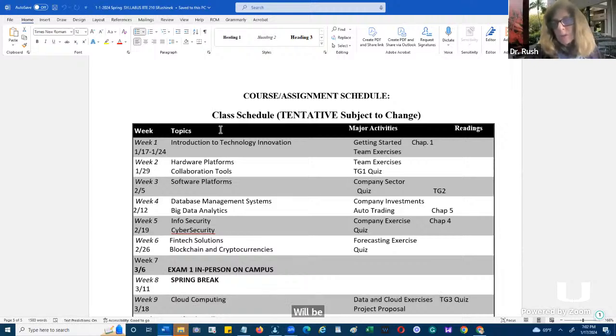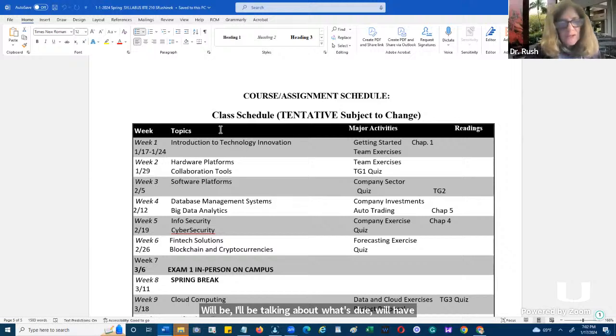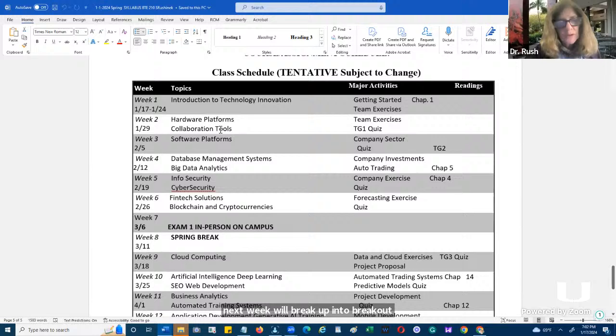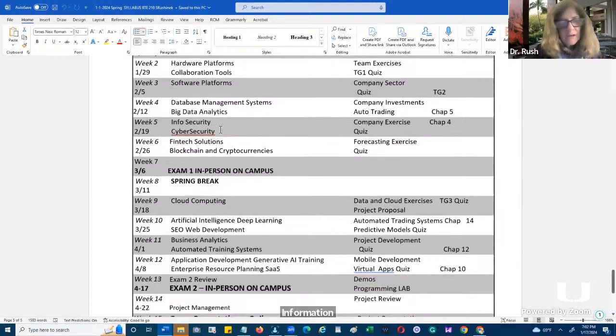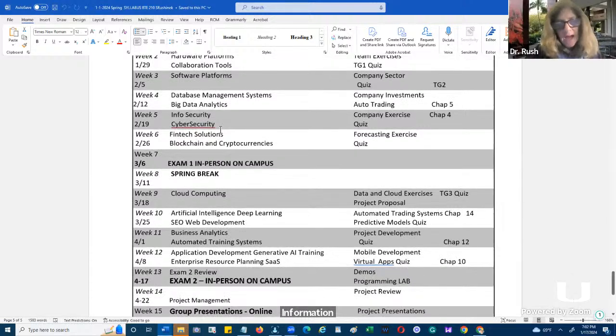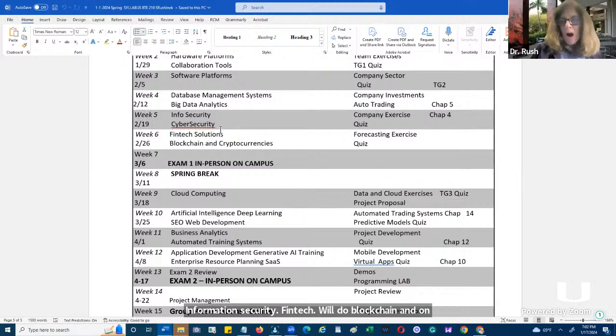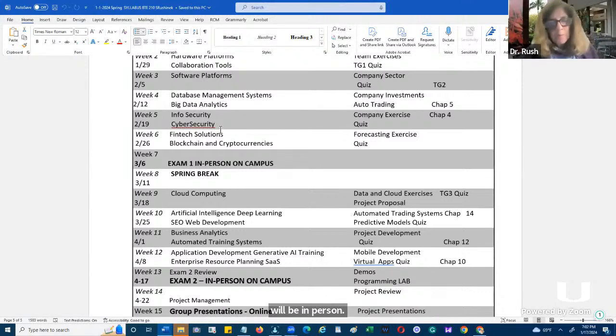Next week, we'll break up into breakout rooms. We'll do team exercises, collaboration, software, data management, information security, fintech, and blockchain. And on March 6th, put a note there, we will have exam 1. It will be in person, in the lab in the School of Business, room 204.